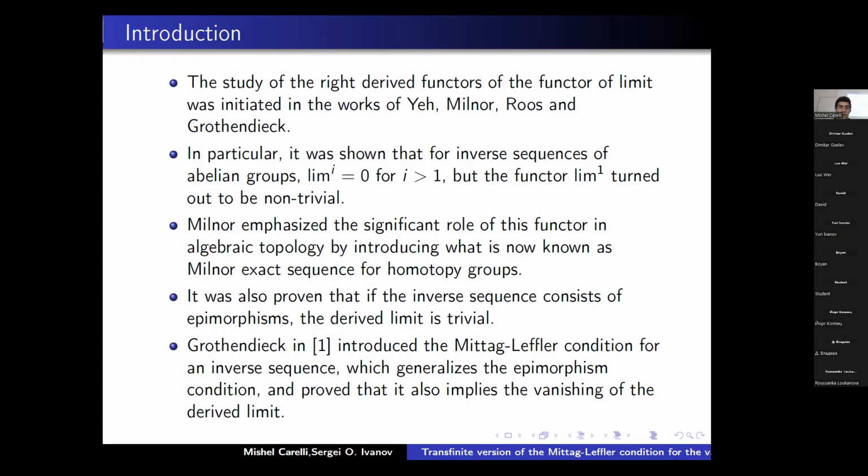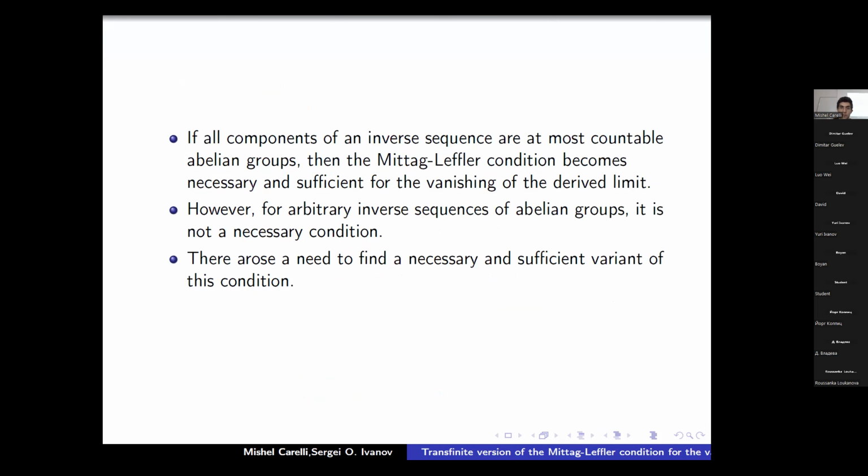Also, it was proven at first that if the inverse sequence consists of epimorphisms, then the derived limit is trivial. It's a kind of simple fact. And then Grothendieck introduced the Mittag-Leffler condition. It's not that simple a fact. From this condition it follows that the derived limit of the inverse sequence vanishes. This condition generalized the epimorphism condition. But if all the components of the inverse sequence, all the groups, are at most countable abelian groups, then the Mittag-Leffler condition becomes necessary and sufficient for the vanishing of the derived limit.